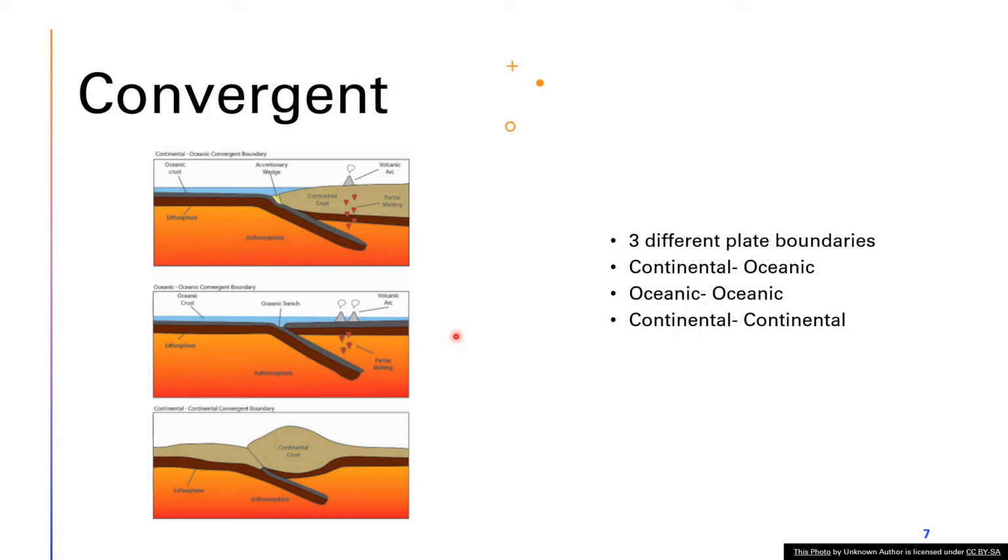In the same way as the continental-oceanic boundary, the slope will create a trench, as we can see right here. The magma pushes up to create island arcs or underwater volcanoes. You can see the magma that is rising up here, creating these underwater volcanoes.